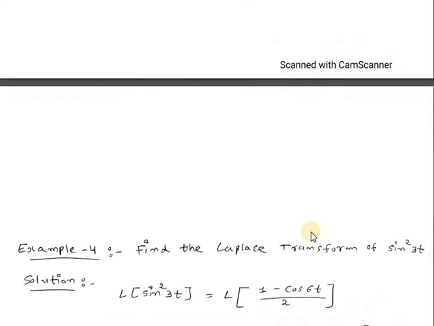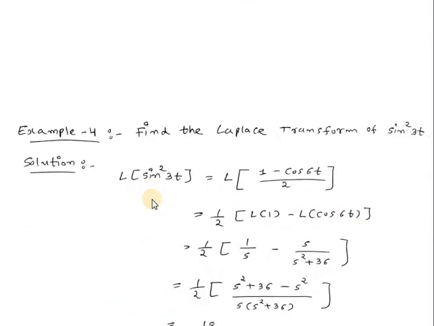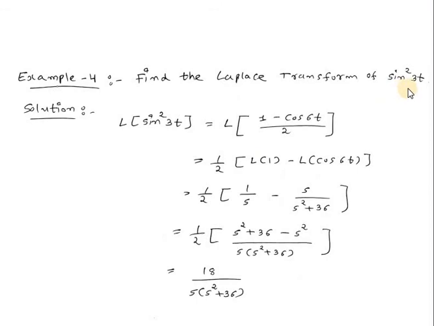Now let us discuss example number 4. Find the Laplace transform of sin square 3t. So here we will use the half angle formula. By that formula it will be Laplace of 1 minus cos 6t whole divided by 2. So it can be written as 1 by 2 in bracket Laplace of 1 minus Laplace of cos 6t.